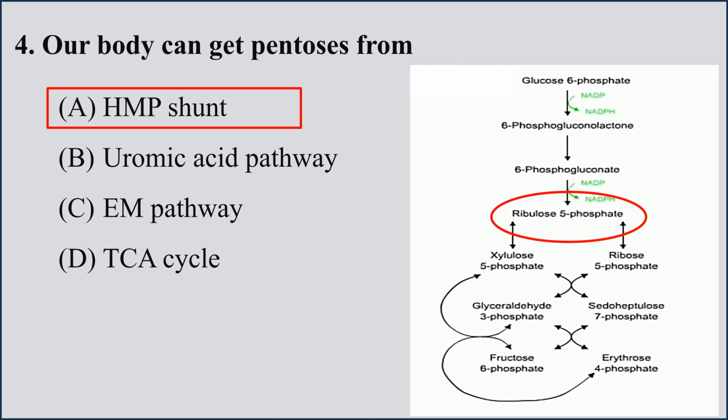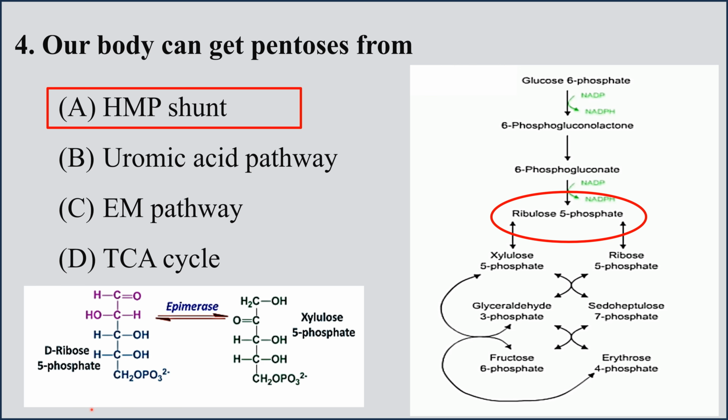In the form of ribulose 5-phosphate, the pentose phosphate pathway or HMP shunt is divided into two phases. These three reactions, 1, 2, 3, are the oxidative phase, and then after ribulose 5-phosphate there is the non-oxidative phase of the pentose phosphate pathway. This ribulose 5-phosphate can be converted into ribose 5-phosphate, as ribulose and ribose are isomers of each other. Ribulose has a keto group while ribose has an aldo group. Then ribulose can be converted into xylulose, these are epimers of each other, by the enzyme epimerase.